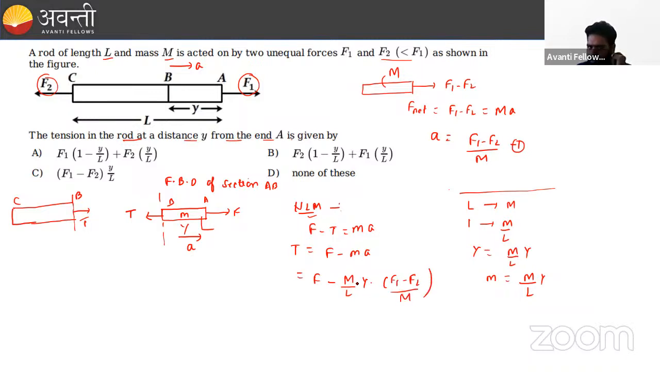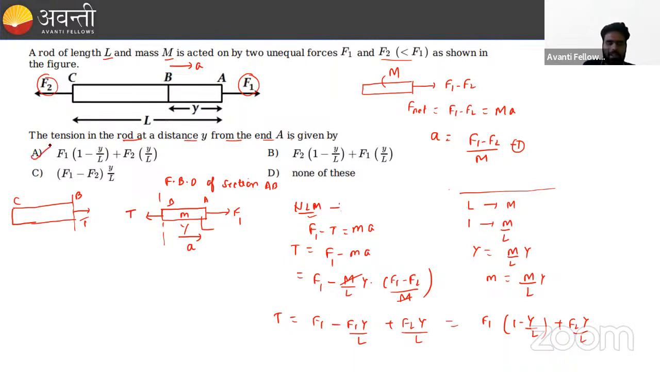Just see the calculation: capital M and capital M cancel out, and here T can be written as, guys, F1, that is the rightward force, so T equals F1 minus F1 into y upon L, plus F2 y upon L. If we take F1 common, this becomes F1 into 1 minus y upon L, plus F2 y upon L. If we see the options, option A appropriately matches our solution. So option A is the right one.